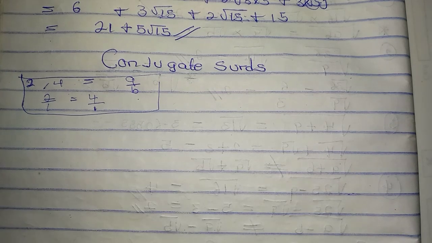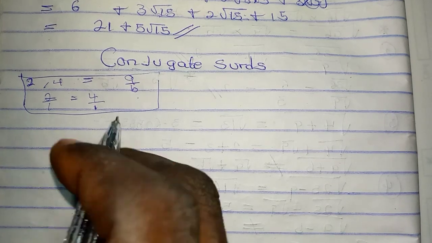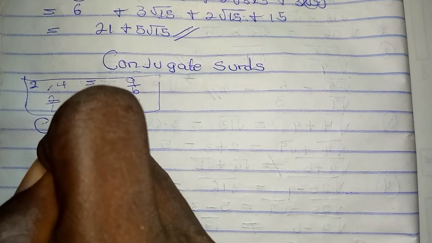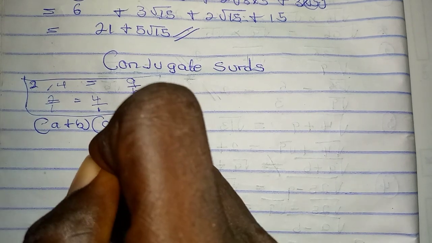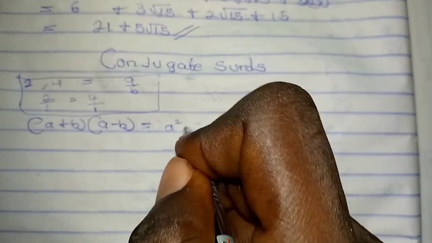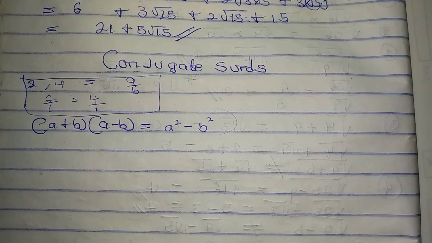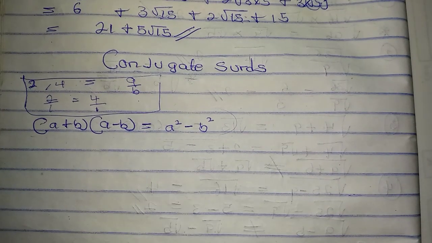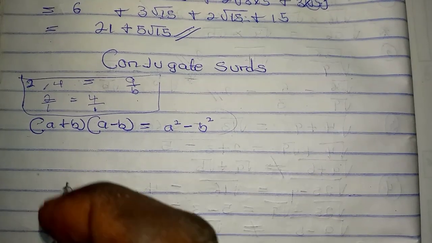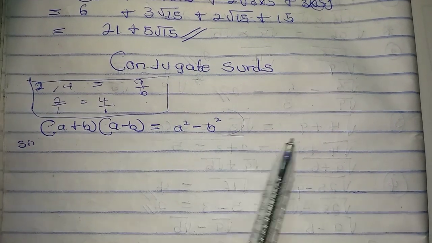For instance now, and don't forget, we are going to be needing our knowledge of difference of two squares. For instance, we have open bracket A plus B, also A minus B. We said this is the difference of two squares, which is equal to A squared minus B squared. Don't forget the product formula. We used to call this difference of two squares. Also, in a similar way, looking at it in this way, we said this is the difference of two squares.